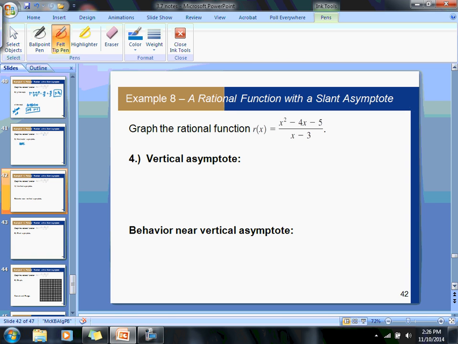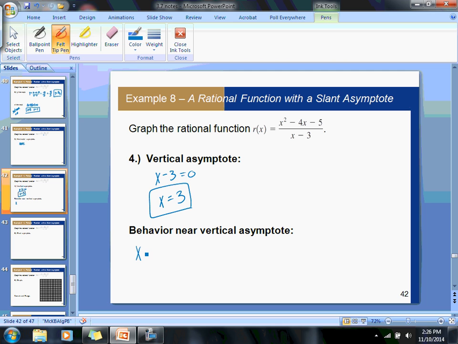The vertical asymptote, remember, is what makes the denominator equal to 0. My denominator was x minus 3. If I set that equal to 0 and solve, I get 3. So that's going to be my vertical asymptote. Now, I'm not going to worry so much about the behavior near the vertical asymptote. We're going to discover that as we do some test points.